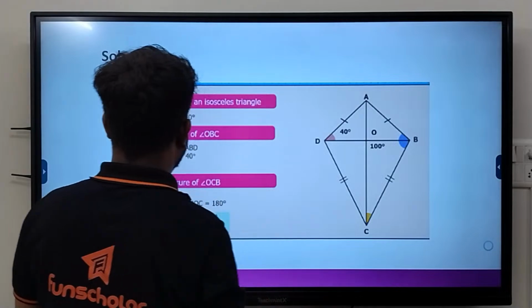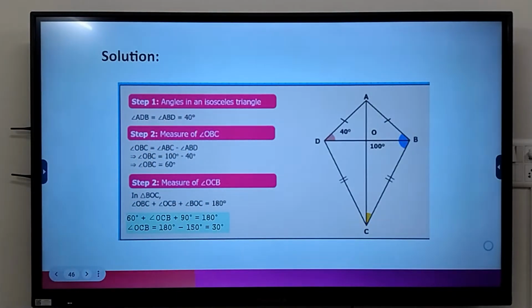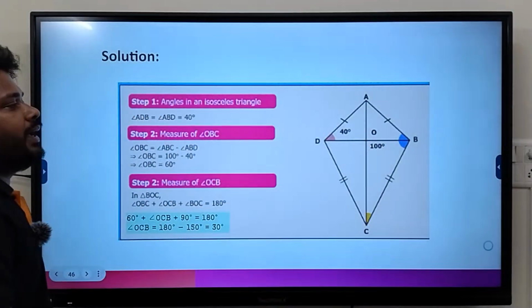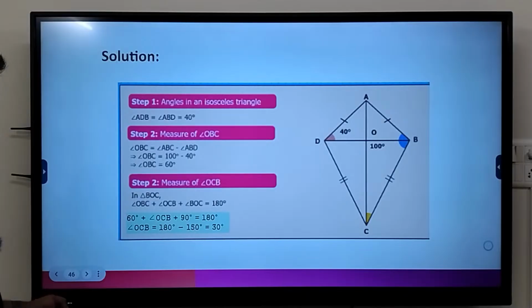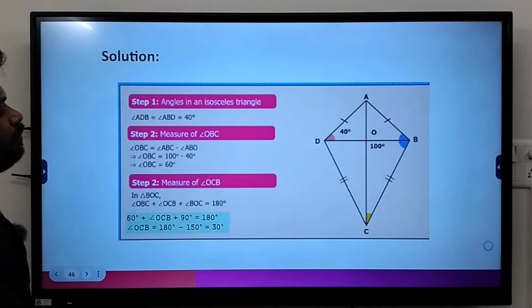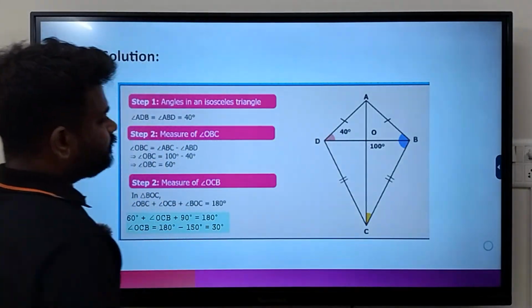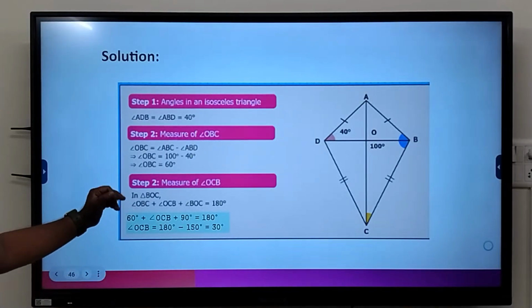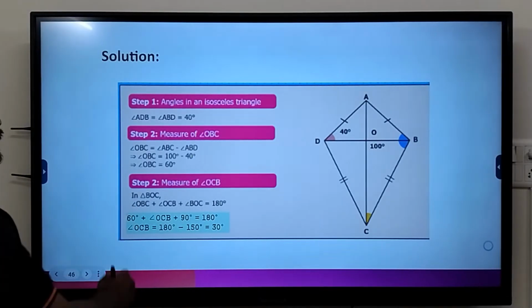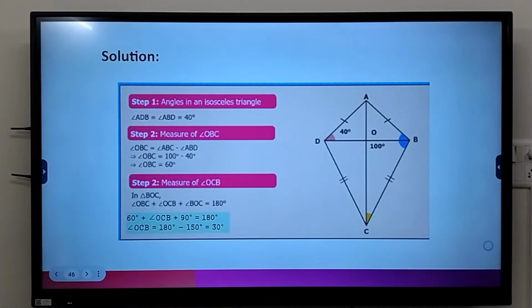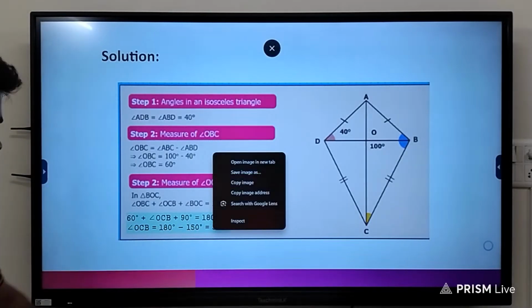So the measurement will be 180 minus 140. Why are we doing this? Because we already know that these two triangles are congruent. Okay, so step 2 is the measure of OCB. Now for the measure of OCB, this will also be done like this: the 3 measurements will sum to 180 degrees, and the measurement will be 30 degrees.